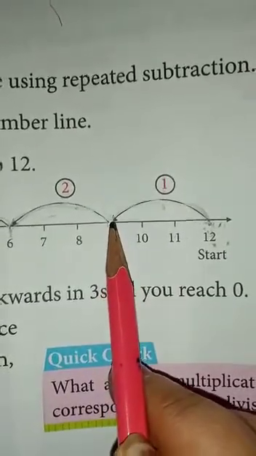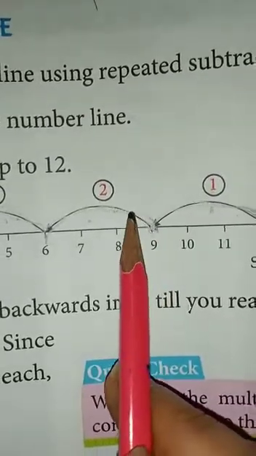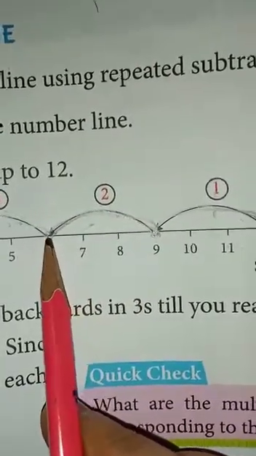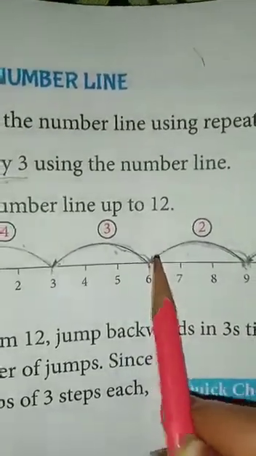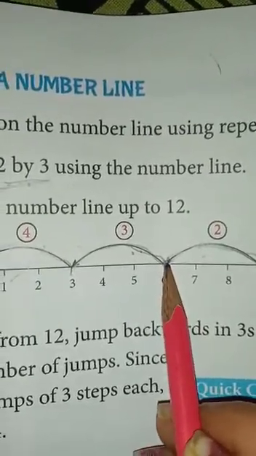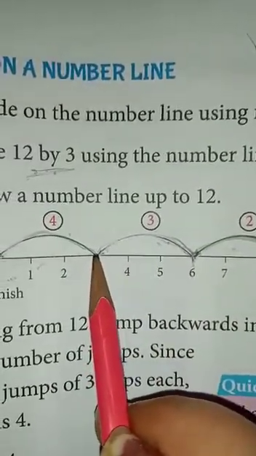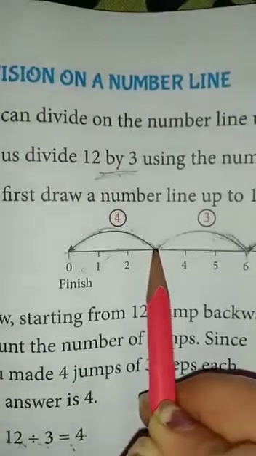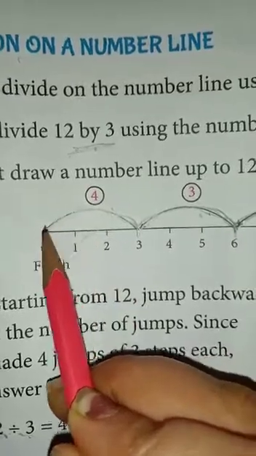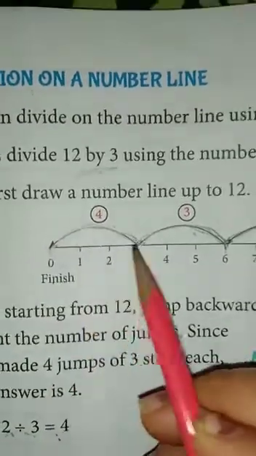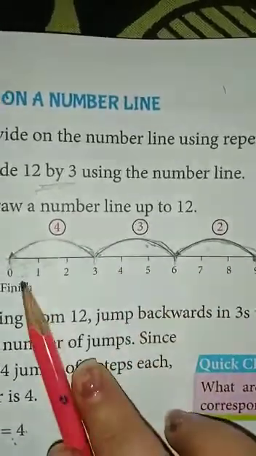So we got 9. Next again we have to jump 3 steps. We got 6. After we got 6, now we have to jump 3 steps back. We got 3. Now from 3, again we have to jump 3 steps back. We got 0.